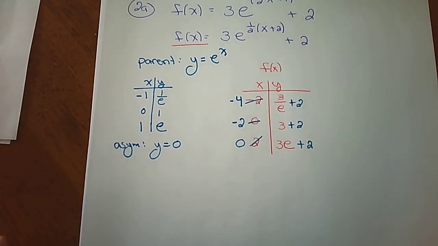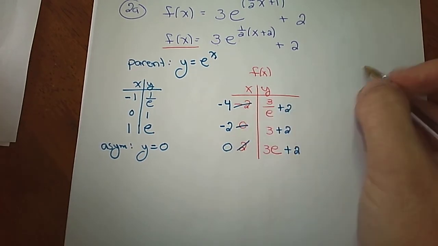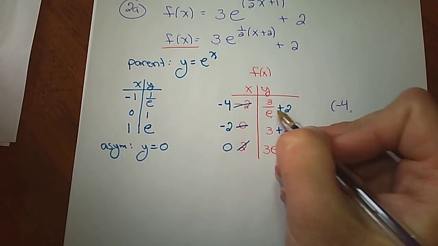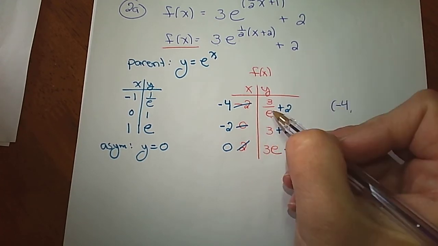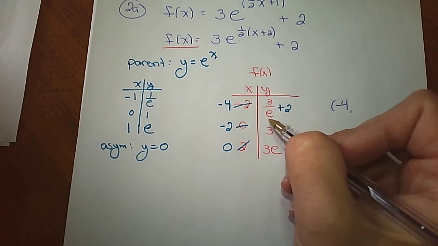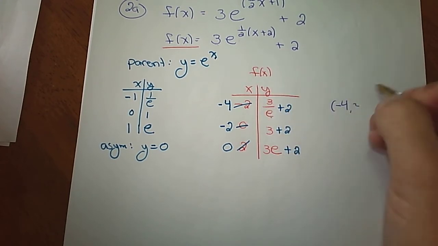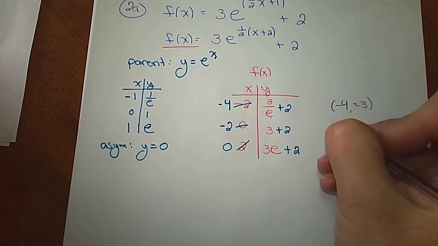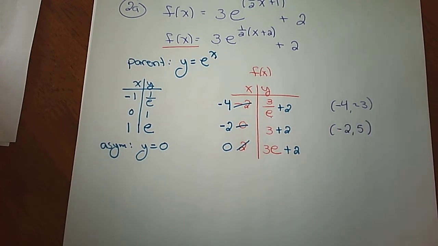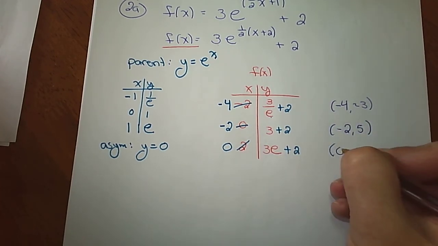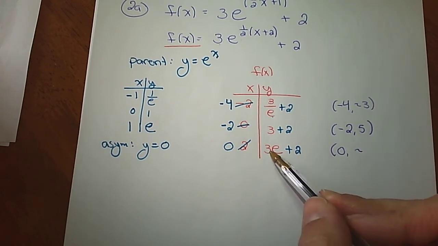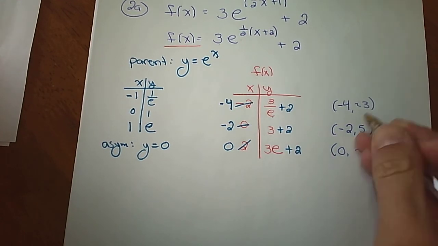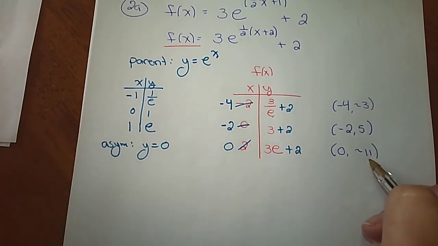All right, so what I'm going to do now is make approximate points. This is approximately negative 4. Now, e is approximately 2.7, or almost 3. So if you want to think about it, it's 3 over 3 plus 2. So this is approximately 3, a little less than that. This guy is the point negative 2, 5. And this point would be 0 and approximately what? 3 times 3 is 9, a little less than 9, plus 2 is 11, so a little less than 11. So it's a little less than 3, a little less than 11.